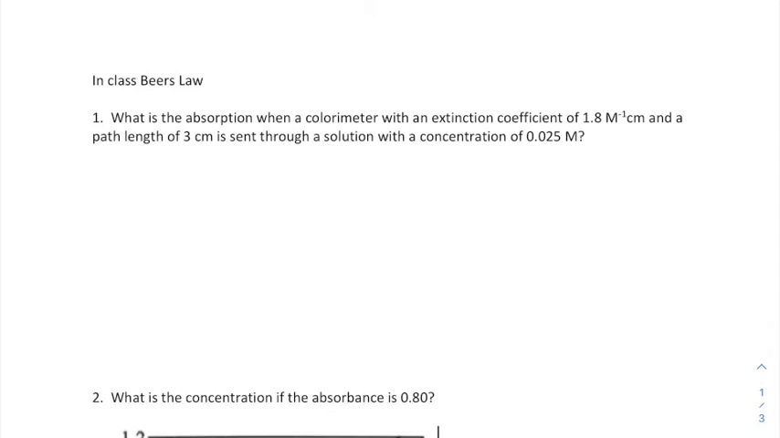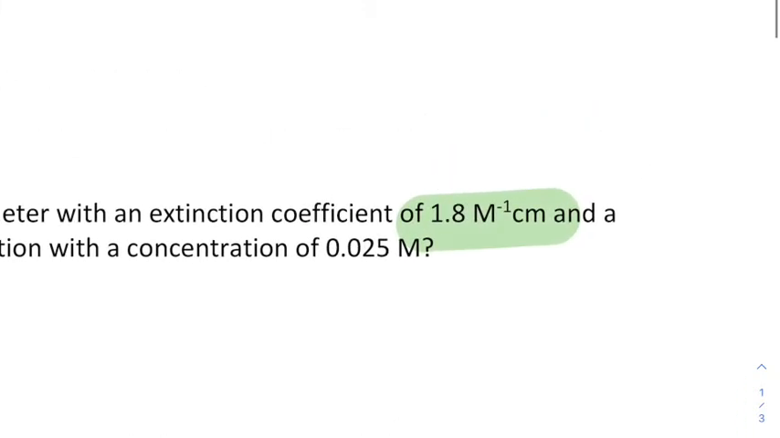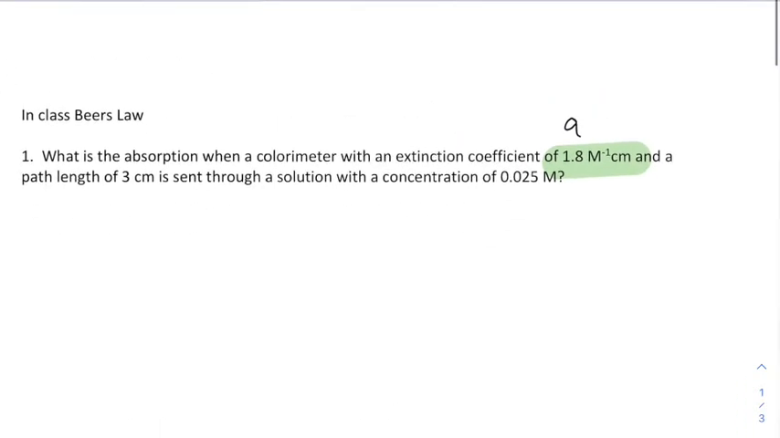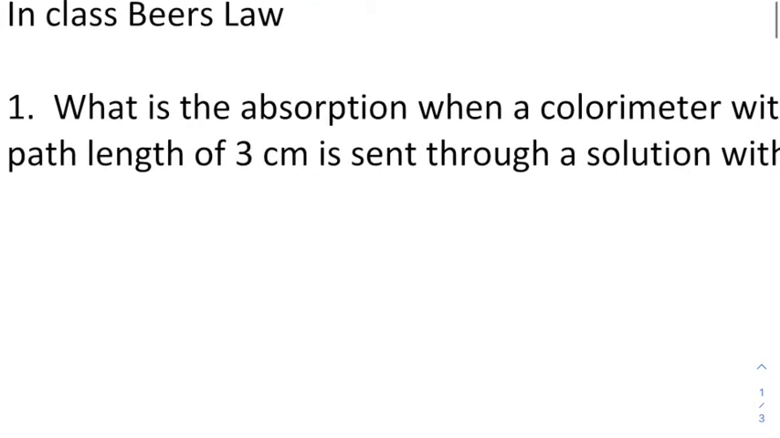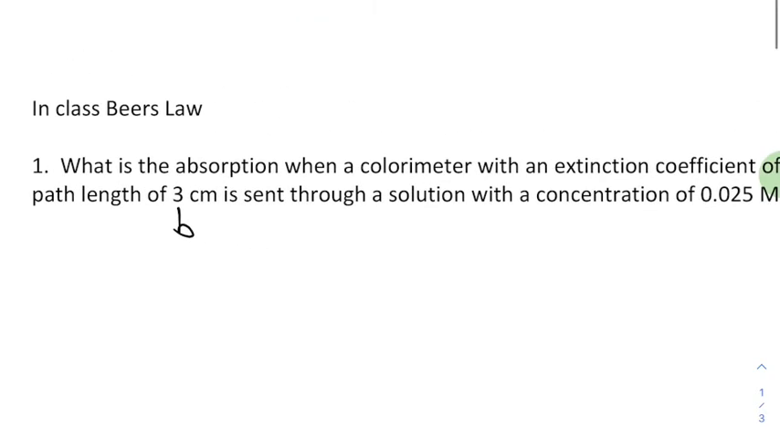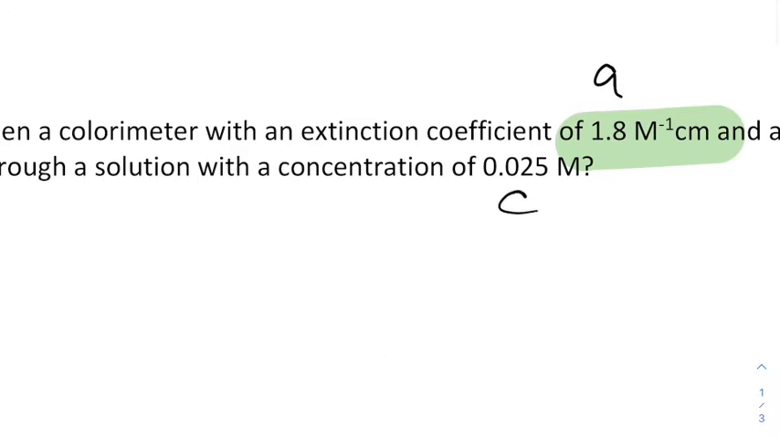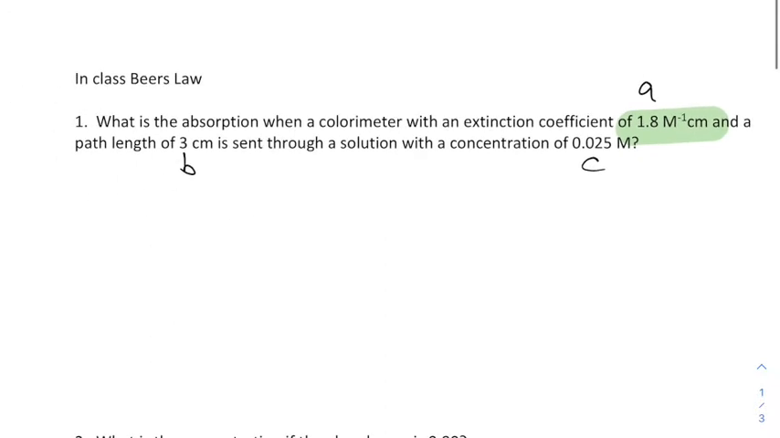Here's a few sample Beer's Law problems. So number one says, what is the absorbance when a colorimeter with an extinction coefficient of 1.8 inverse molarity centimeters, so that is your little a there, and a path length of 3 centimeters, that's your b, is sent through a solution with a concentration of, that's your c. So this is just A equals abc, like so.